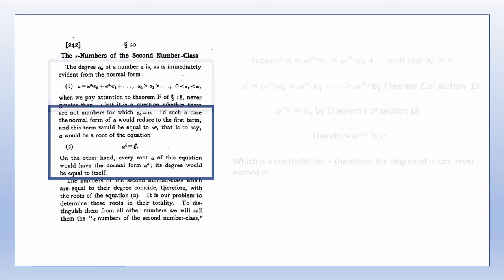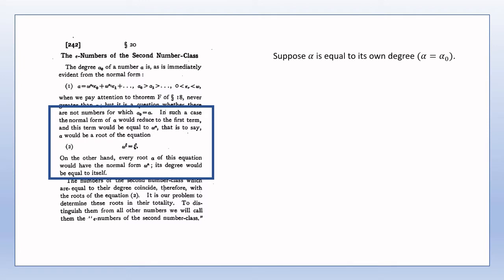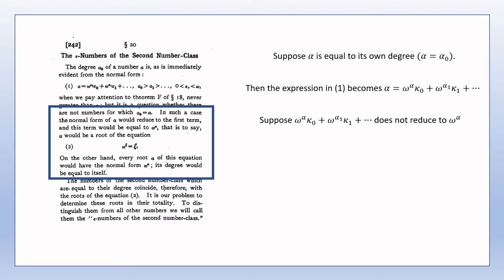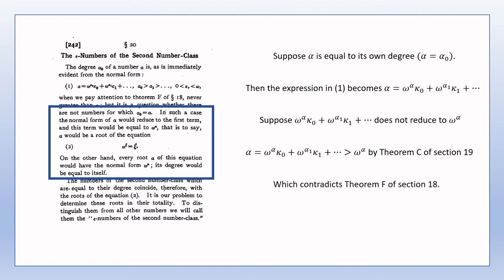Now suppose alpha equals its own degree, that is, alpha equals alpha naught. Using the notation of expression 1 of page 195, the expression in 1 becomes alpha equals omega to the power of alpha times kappa naught, plus omega to the power of alpha 1 times kappa 1, and so on. Now suppose this does not reduce to omega to the power of alpha. Then alpha, which is equal to omega to the power of alpha times kappa naught, plus omega to the power of alpha 1 times kappa 1, and so on, is greater than omega to the power of alpha by theorem C of section 19. This contradicts theorem F of section 18.